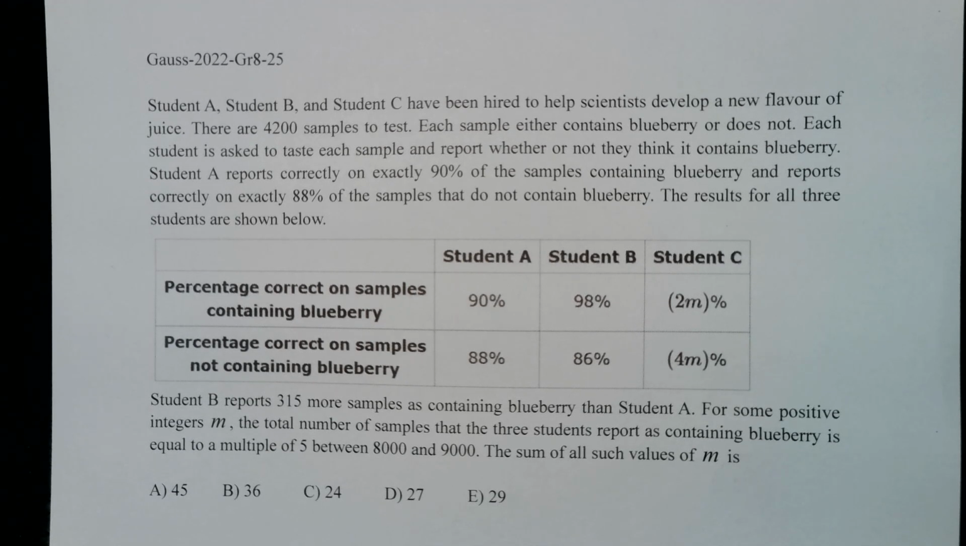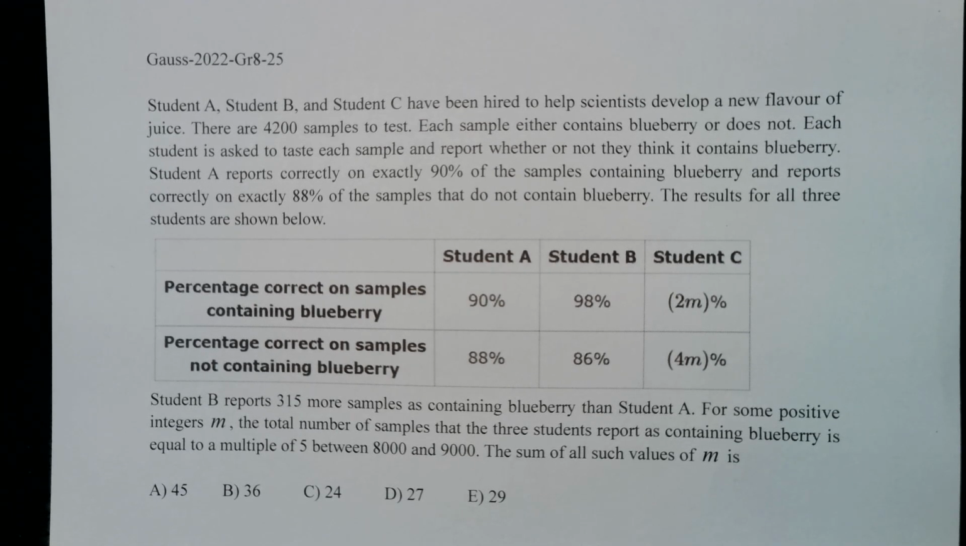Student A, student B, and student C have been hired to help scientists develop a new flavor of juice. There are 4,200 samples to test, and each sample either contains blueberries or does not. Each student is asked to taste each sample and report whether or not they think it contains blueberries. Student A reports correctly on exactly 90% of the samples containing blueberry and on 80% of the samples that do not contain blueberry. The results for all three students are shown below in this table.